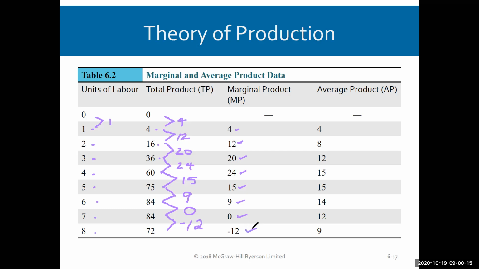So you can see marginal product rose to a particular point right there, 4, 12, 20, 24, and then started falling off and becoming negative after that. That's happening for two reasons. We'll look at those a little bit later, but I want to just point them out now.